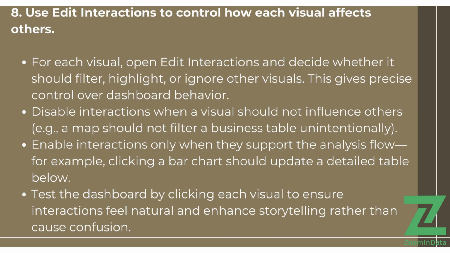Disable interactions when a visual should not influence others. Example: a map should not filter a business table unintentionally. Enable interactions only when they support the analysis flow. For example, clicking a bar chart should update a detailed table below. Test the dashboard by clicking each visual to ensure interactions feel natural and enhance storytelling rather than cause confusion.